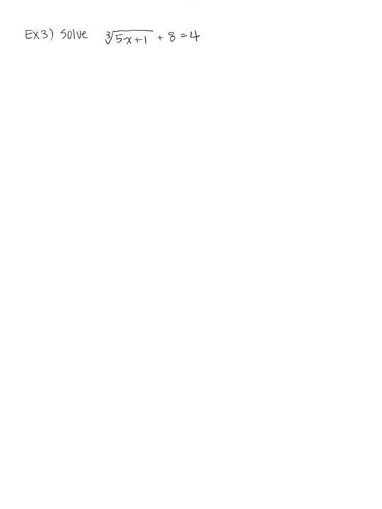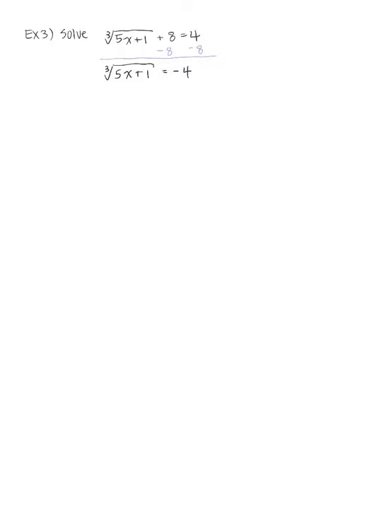Okay, now let's take a look at solve cube root of 5x plus 1 plus 8 equals 4. So again, what we need to do is first we need to isolate the radical. So let's bring that 8 to the right hand side by subtracting 8. So then we get cube root of 5x plus 1 equals negative 4.